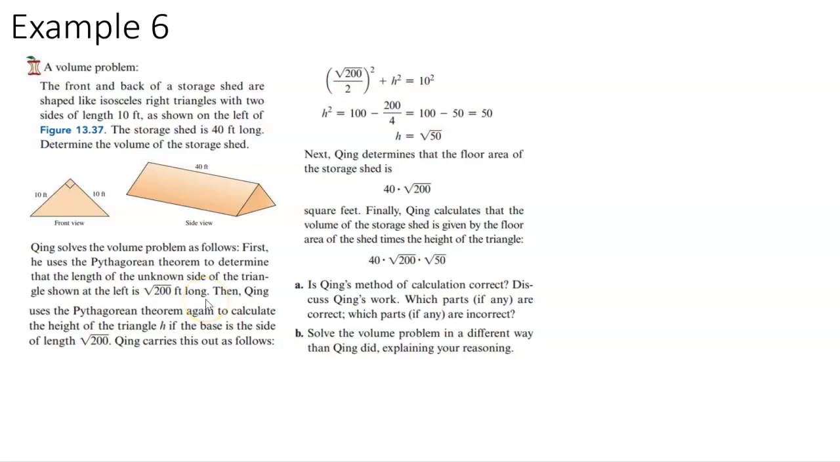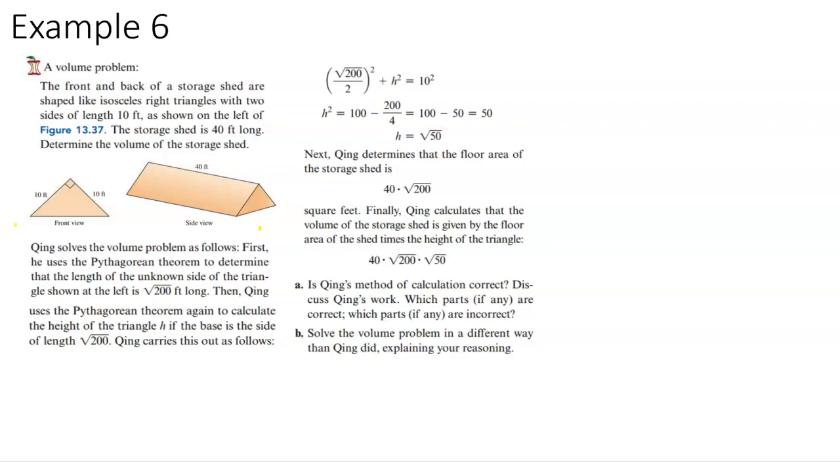All right, welcome back to section 13.3, volume of solid shapes, and we're still looking at prisms and cylinders. So here's another volume problem. The front and back of a storage shed are shaped like isosceles right triangles with two side lengths of 10 feet, as shown on the left, so over here. And the storage shed is 40 feet long, so you can kind of see the side view. Determine the volume of the storage shed.